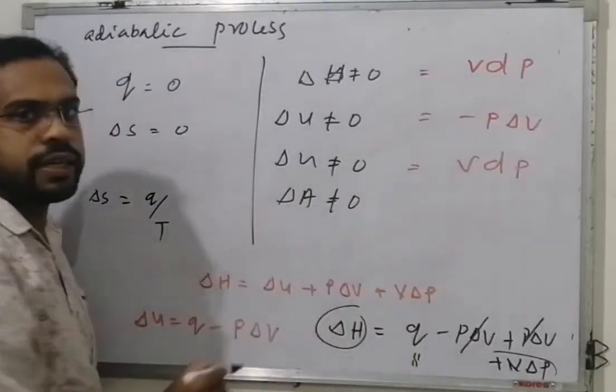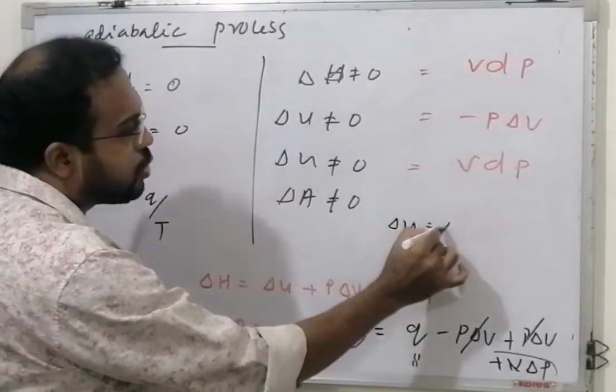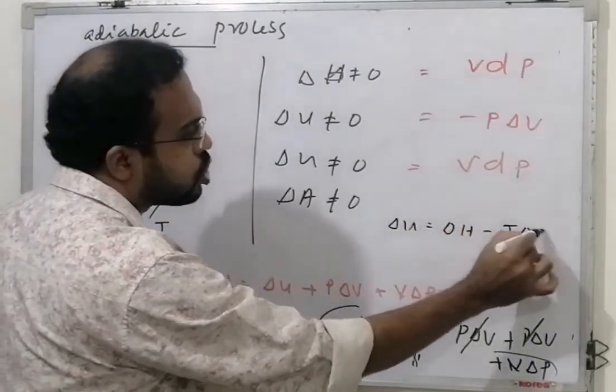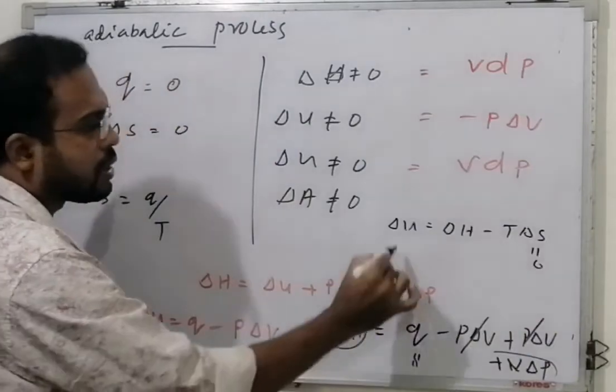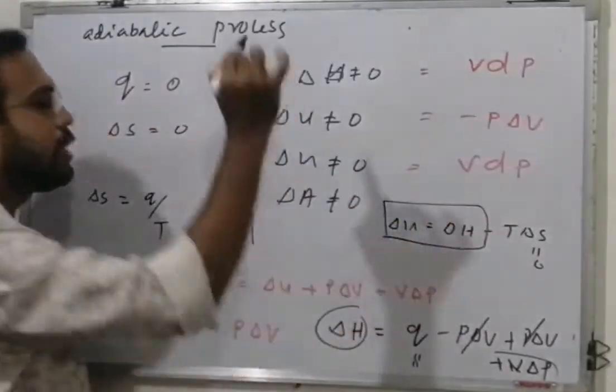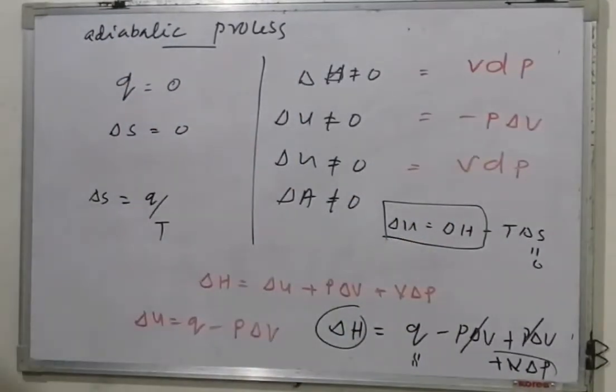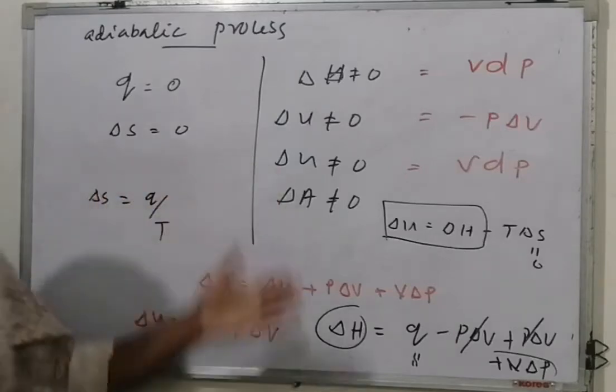Delta G is also V delta P. Why? Because delta G is equal to delta H minus T delta S, and this is 0 for an adiabatic process. Therefore, for an adiabatic process, delta G is equal to delta H. Is this idea okay?